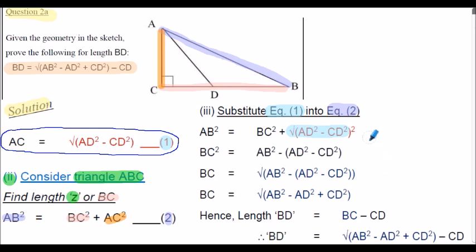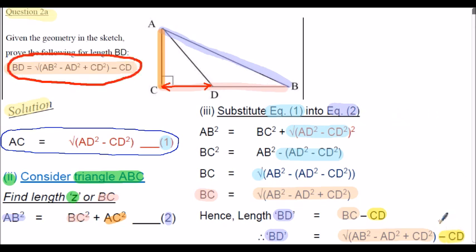Now I rearrange the equation to make BC the subject. So initially I subtract this bracket from both sides of the equation. I then square root both sides of the equation to leave BC as the subject of the equation. Now the question wants us to determine length BD. So length BD is simply length BC, this length across here, minus length CD, this length across here. So BD is equal to BC, determined above, minus CD. So now we prove the formula given in the question.